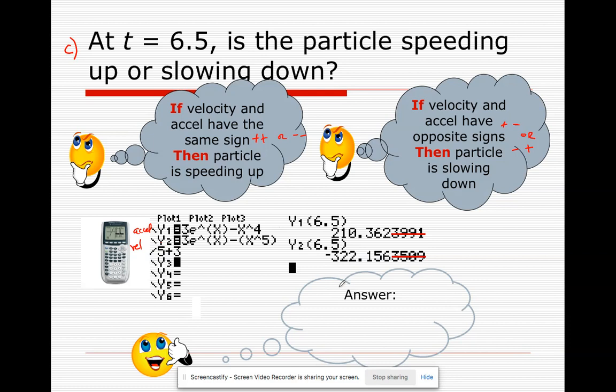I don't write this calculator nonsense. I write acceleration at 6.5 was positive. I don't even care what it was. The velocity at 6.5 is negative. Therefore, my particle is slowing. That's all they want from you. All right? Again, first semester. Really, it's just that first semester we started with position. This semester you're starting with acceleration.